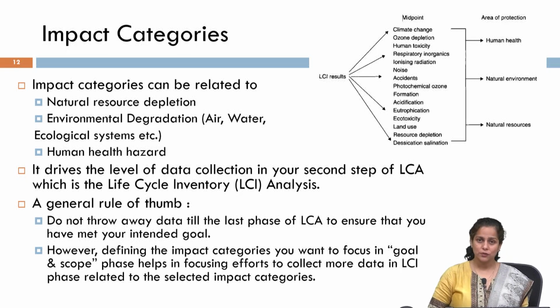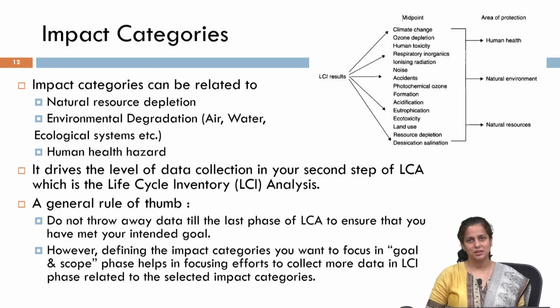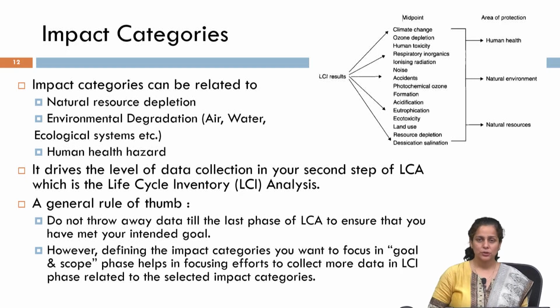So, your choice of impact categories or choice of your endpoint category for your LCA drives the level of data collection in your second step of LCA, which is the life cycle inventory result. So, if your goal of the LCA is different, based on that, your midpoint category indicator and area of protection could be different, and hence your focus on data collection would be different. Data collection is a costly process.